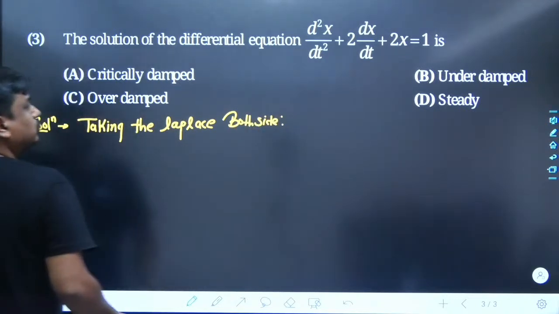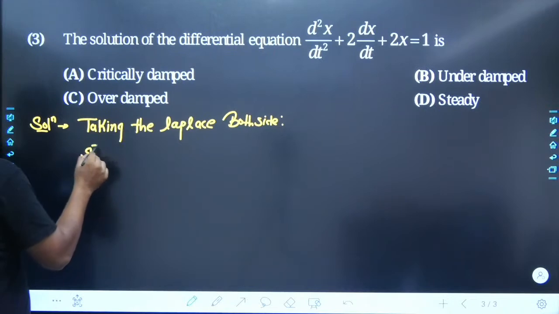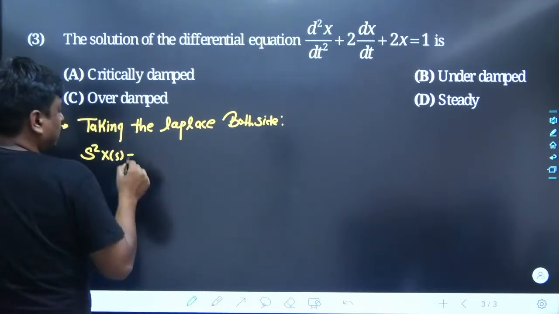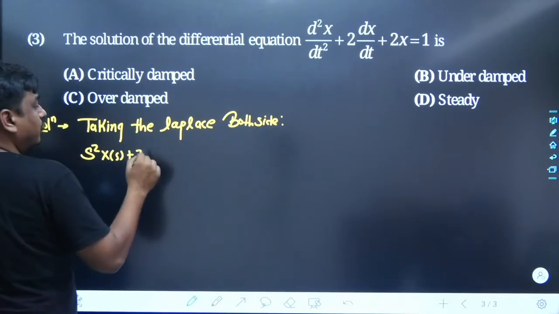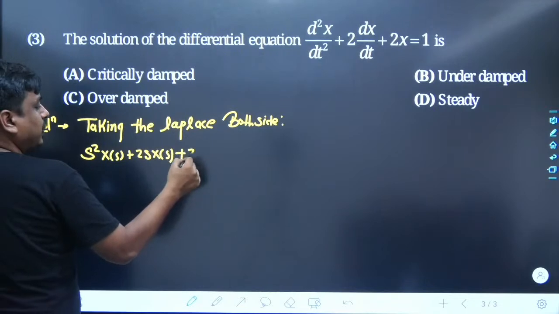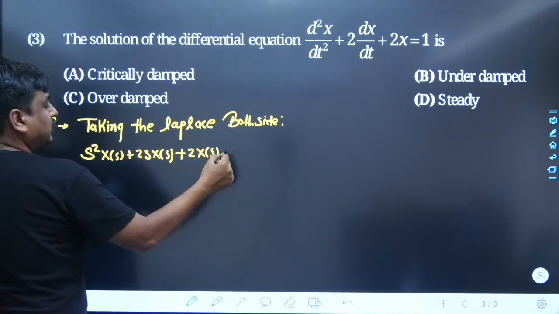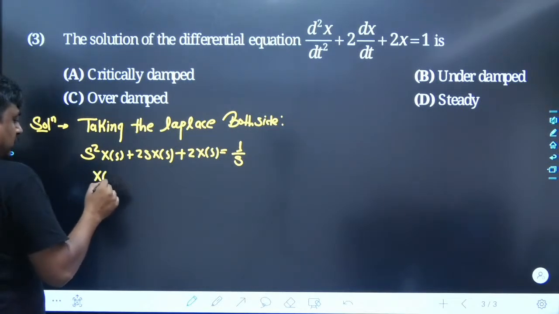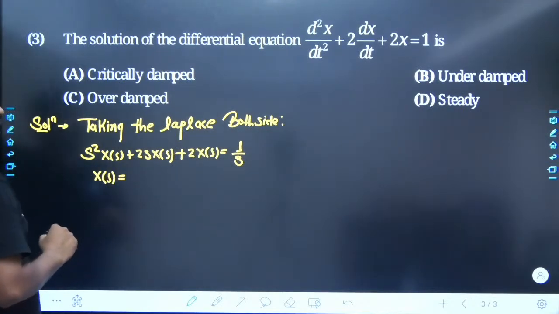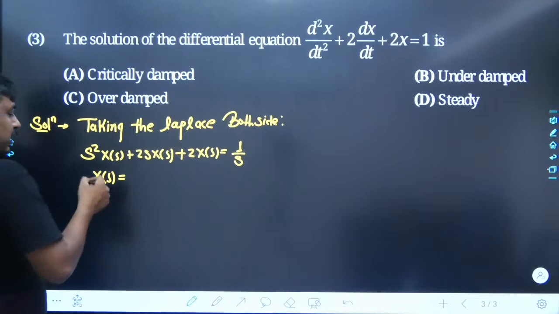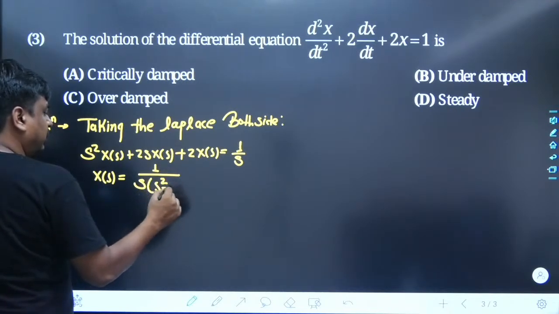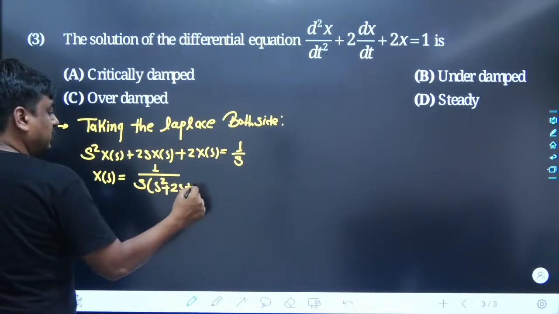And once we do so, towards the left hand side it's simply going to be s square X of s, the initial condition has been dropped, plus 2 times s times X of s, plus 2 times X of s, and here it became 1 divided by s. So here you can say the response given by the second order system, X of s, is 1 upon s getting multiplied with the s square plus 2s plus 2.